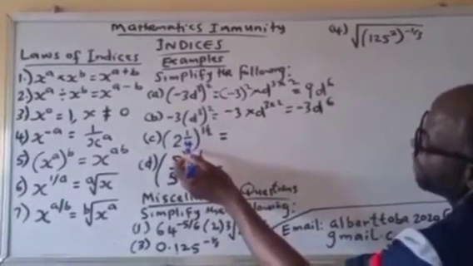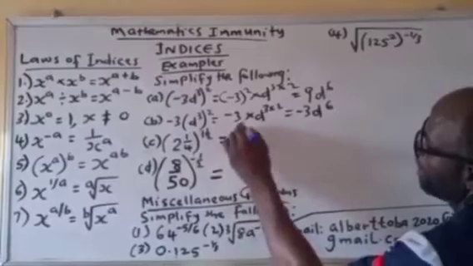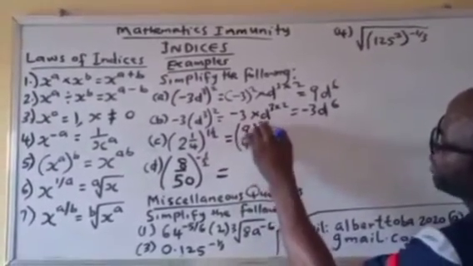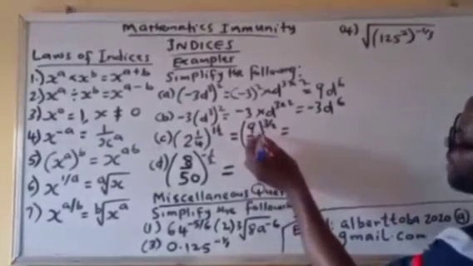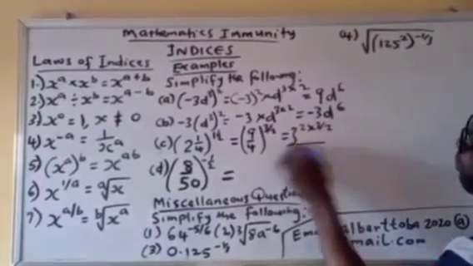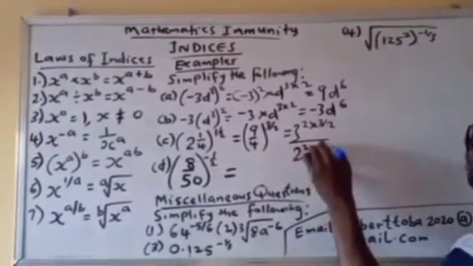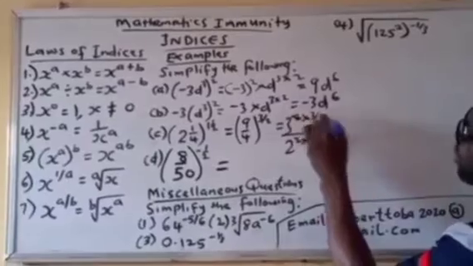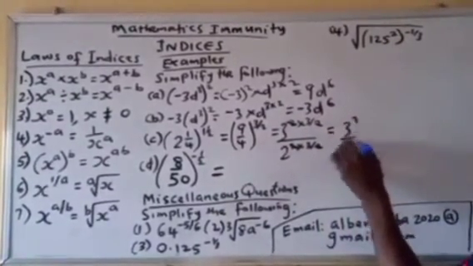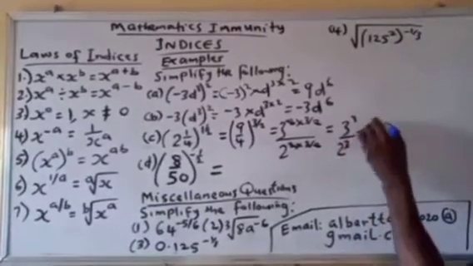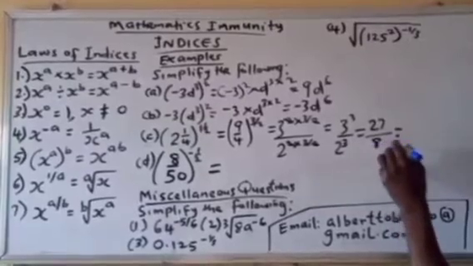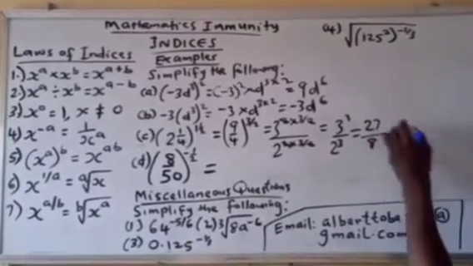Change this to improper fraction, 4 times 2, 8 plus 1, 9 over 4 raised by 1 and a half is 3 over 2. Change 9 to index form, 3 raised by 2 times 3 over 2 over 4 is 2 raised by 2 times 3 over 2. 2 here 1, 2 here 1. We have 3 raised by 3 over 2 raised by 3, which is equal to 27 over 8. You cannot leave it as improper fraction, you change to mixed fraction or decimal.